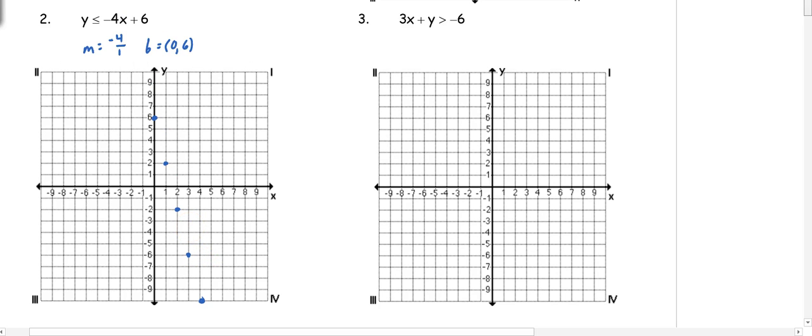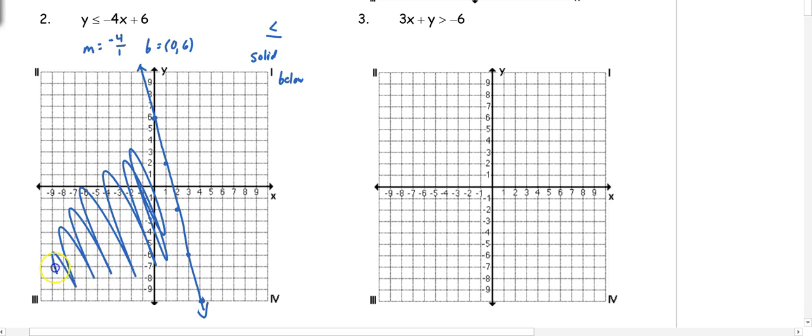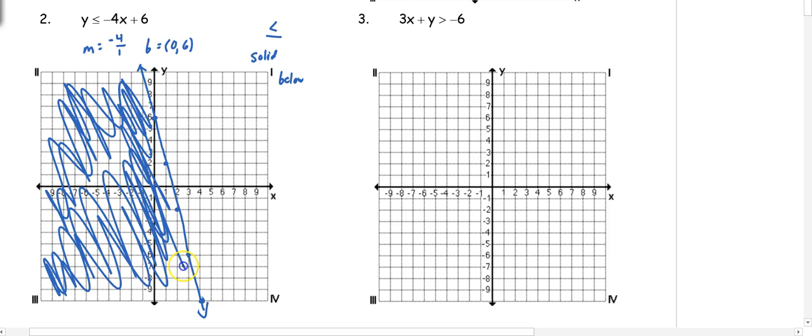Then looking at my symbol, this time I have a less than or equal to symbol. So this is going to be a solid line because there's a bar underneath my inequality, and I'm going to shade below the line. So I'm going to connect this with a solid line with no gaps. I'm going to shade below. If I get confused, below would be like if we were hanging from the line like monkey bars. So this is our below the line section. We're going to shade this whole half of our graph.